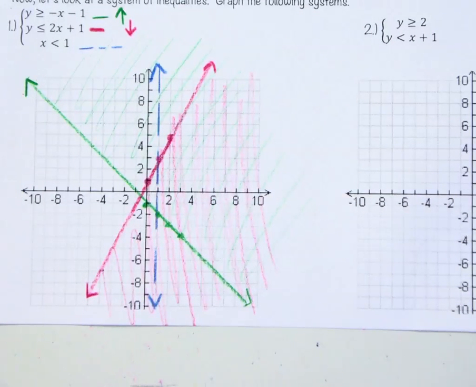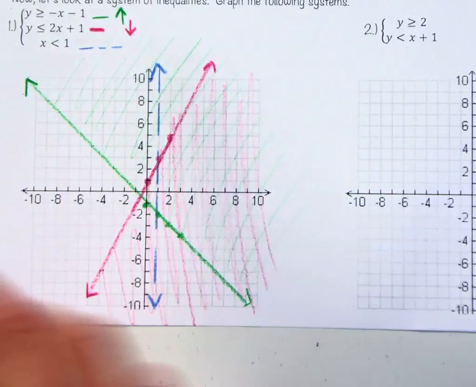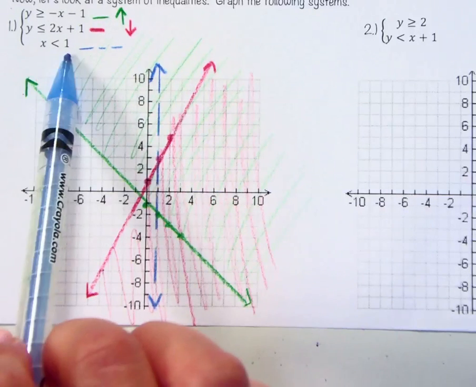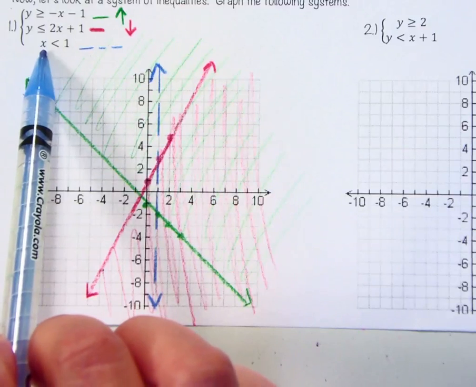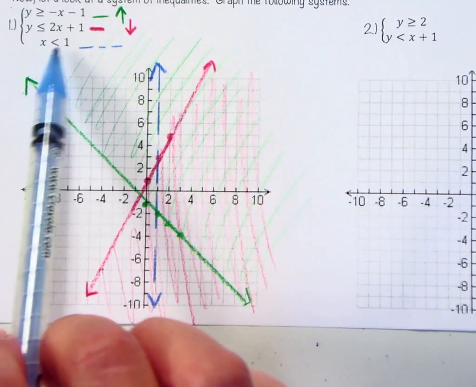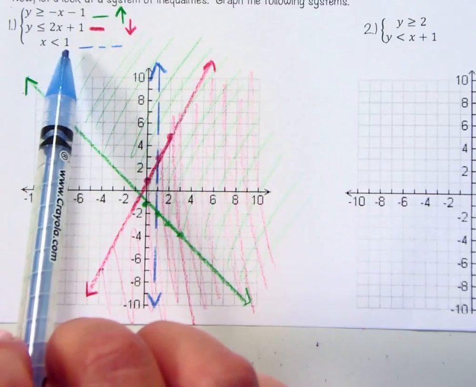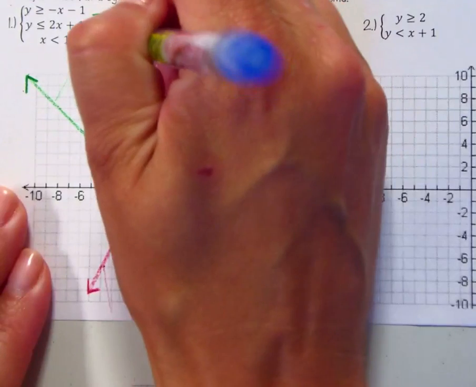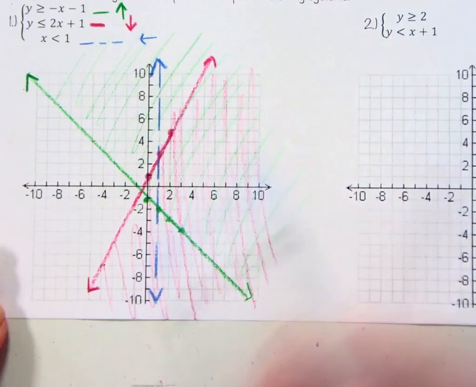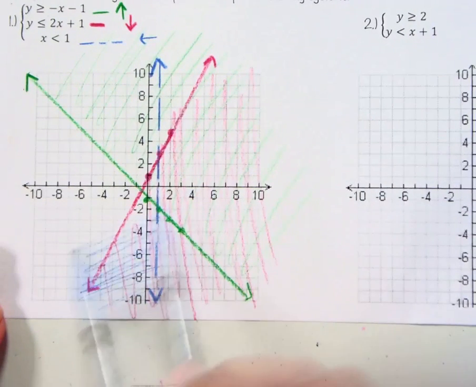Because it's vertical, we can't really talk about shading above or below. We talk about shading to the left or to the right for this. So really look at what your inequality is saying. Your solution are the x values that are less than 1. Where are the x values less than 1? Is that to the left of your line or to the right? To the left, exactly. So this one's a little bit different where we are shading to the left.